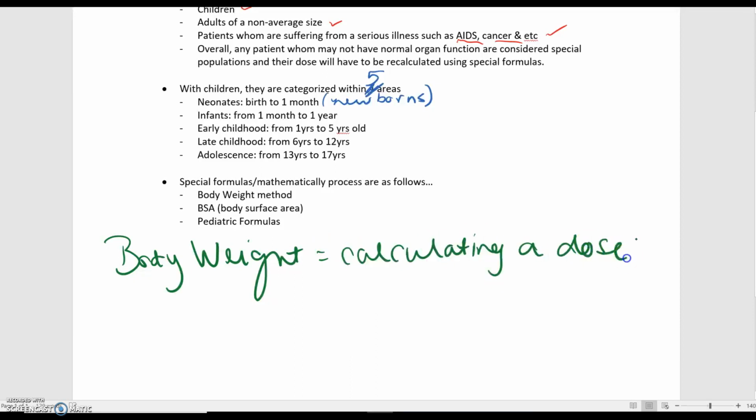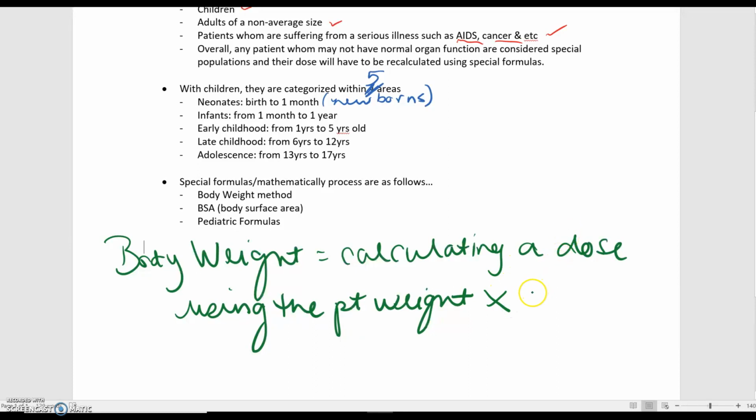You're calculating a dose using the patient's weight, and you're multiplying it by the weight strength of the medication. And I'll show you guys an example of that. But that's one example of the special formulas.